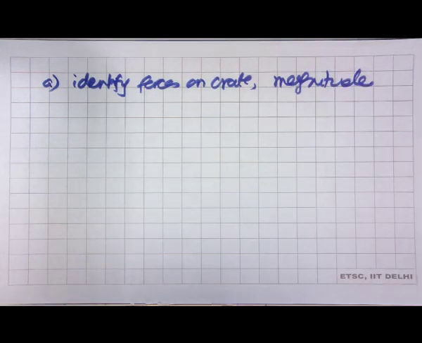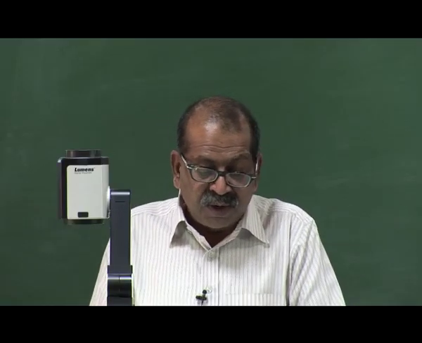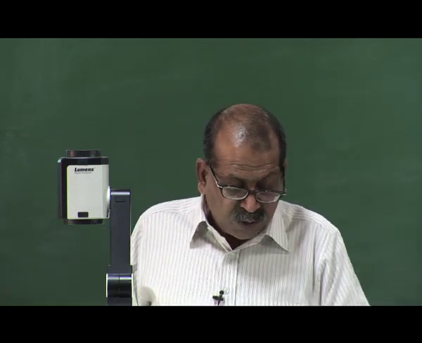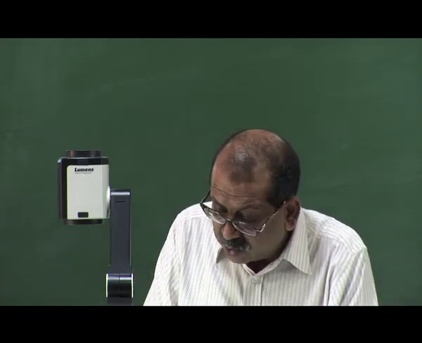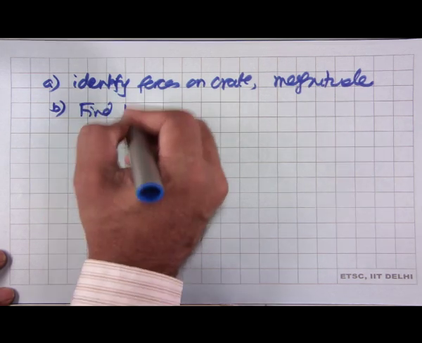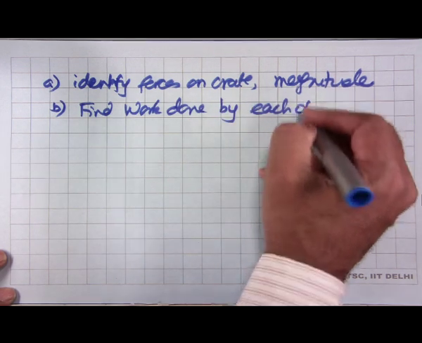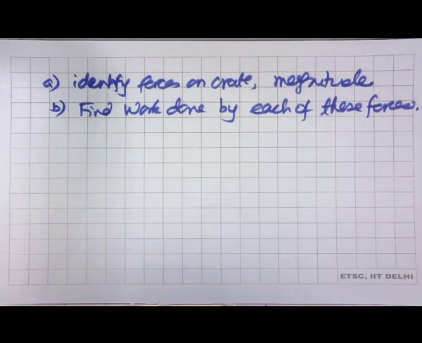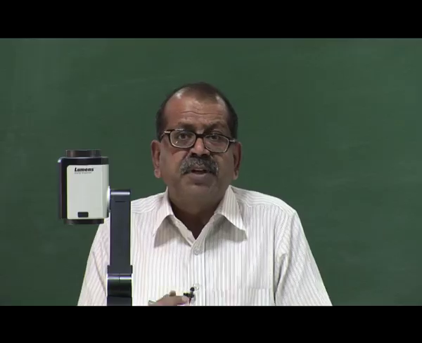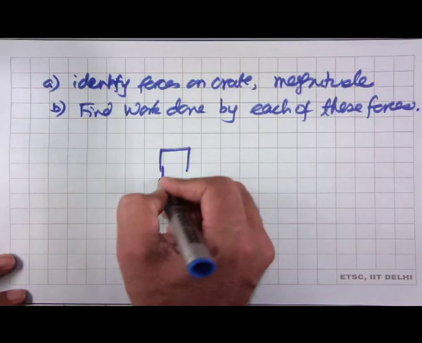We have the mass m of the block given, gravity of course is there, and the distance d is given, the coefficient of friction mu k is given. So, we have to identify the forces on the crate, and then we have to find the work done by each of these forces. So, the first thing we should do, since we have to identify the forces on the crate, as in any problem, let us draw the free body diagram of the crate.